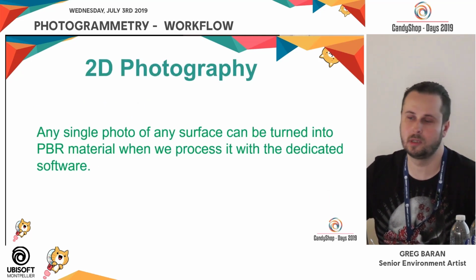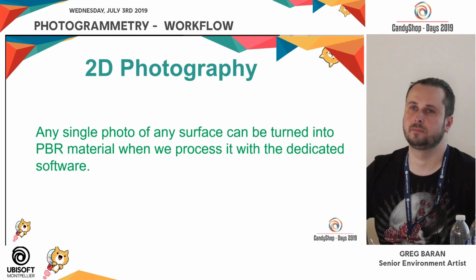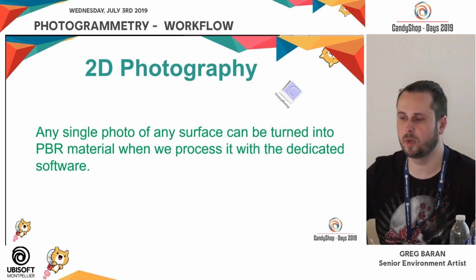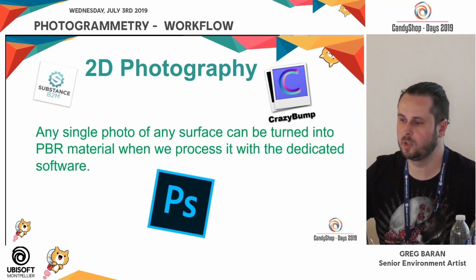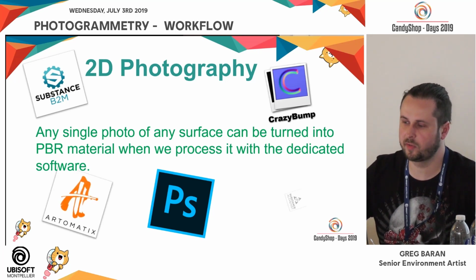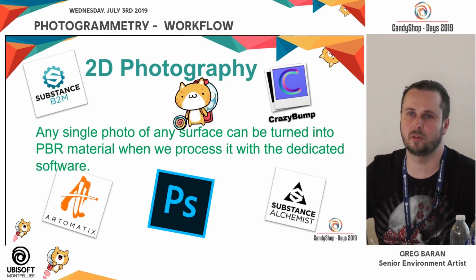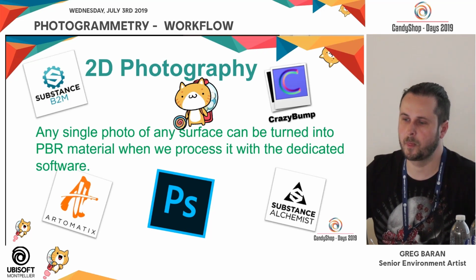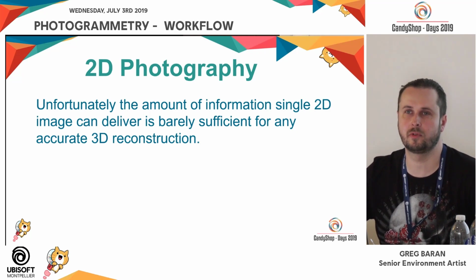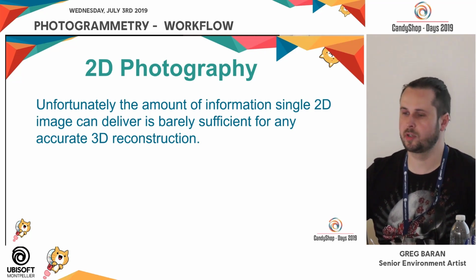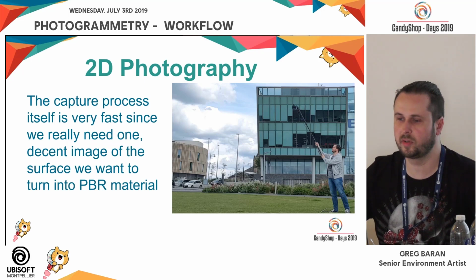About the 2D photography. This is a technique which helps us to create photorealistic material using just one single image. So we are taking one image and we are using software like CrazyBump, Photoshop, Bitmap to Material, Artomatics or Alchemist. And we are simply pressing the button and we've got the PBR material. The problem is that a single image doesn't contain enough data for full 3D accurate reconstruction. So it's always kind of fake.